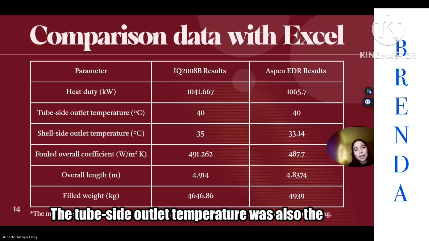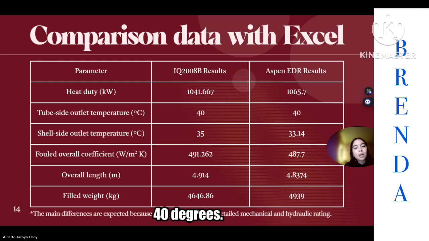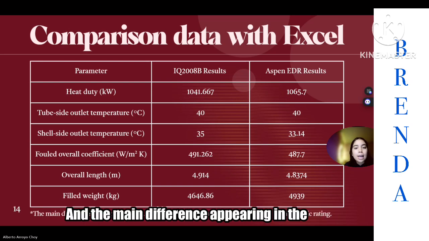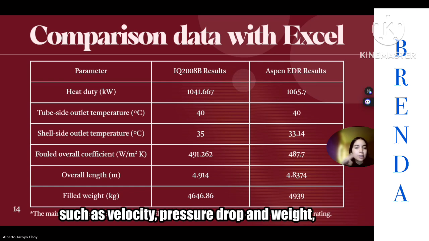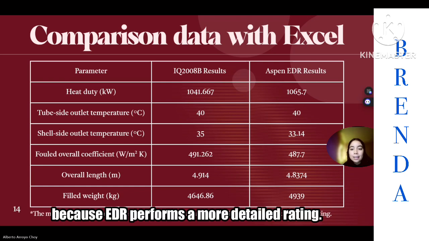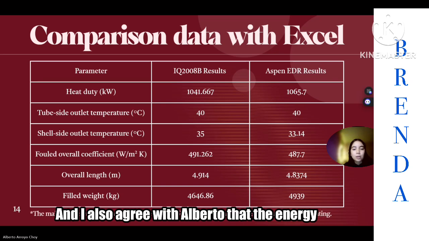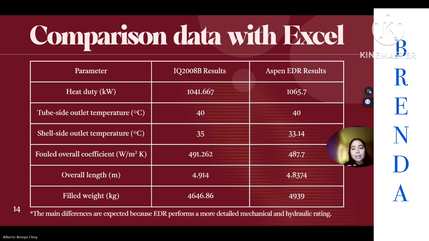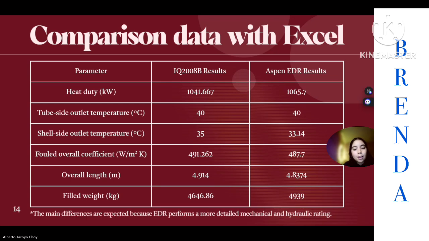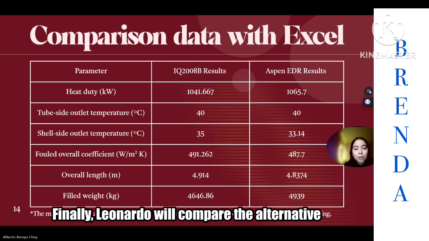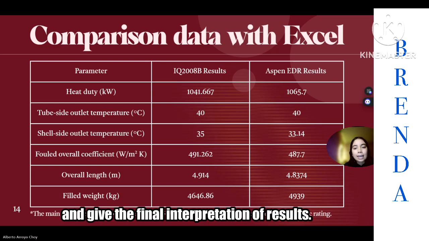The tube side outlet temperature was also the same, 40 Celsius degrees, and the main difference appears in the mechanical and hydraulic results, such as velocity, pressure drop, and weight, because EDR performs a more detailed rating. And I also agree with Alberto that the energy balance was consistent, and EDR confirms that the geometry is also feasible. Finally, Leonardo will compare the alternative design and give the final interpretation of results.